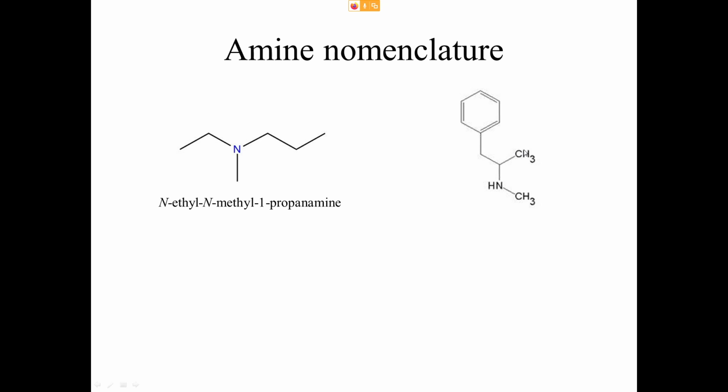Now I want to give the lowest numbers possible to all the substituents. So good. This is 1, 2, 3. So it's going to be called what? Propane. We changed the ending to amine. Propane amine, just like before, right? And then what's on my propane amine?